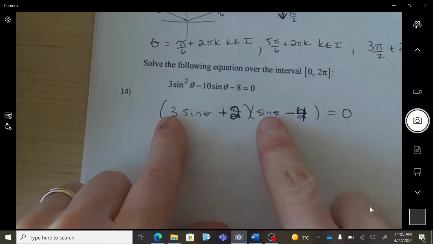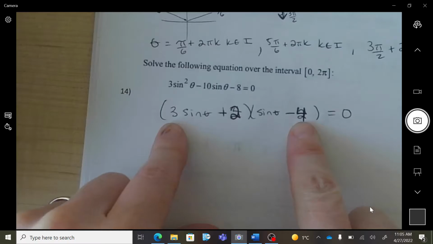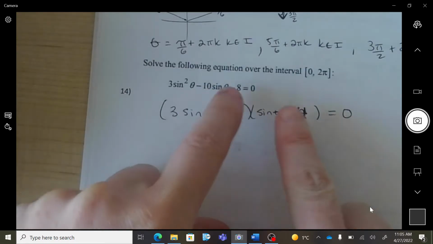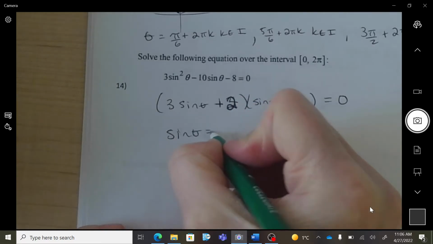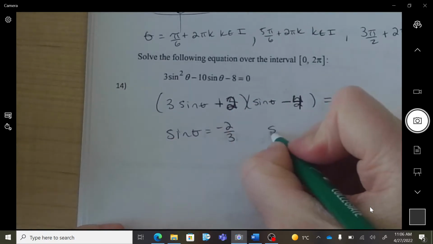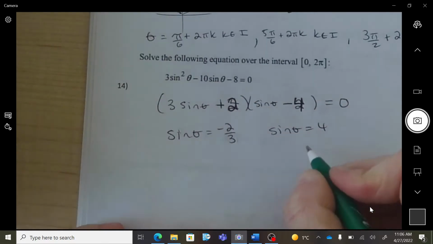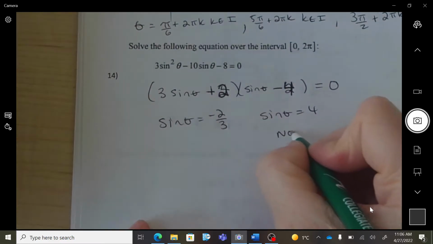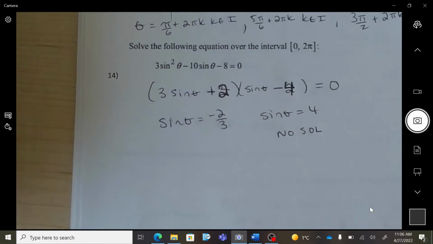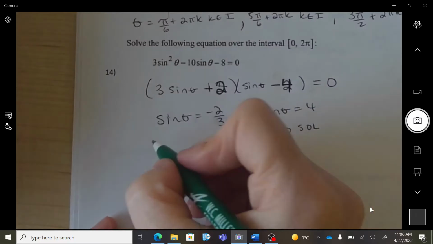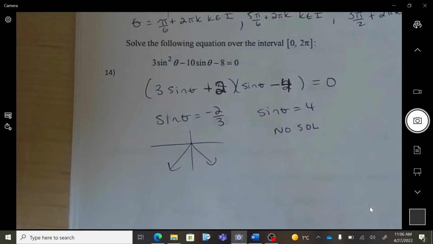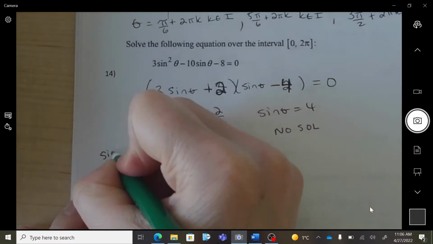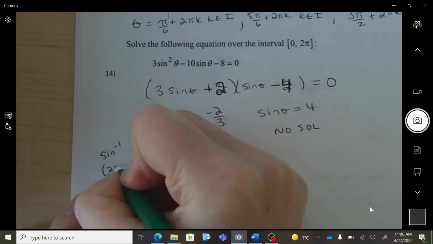Okay, ready? 3 sine squared, yep. -12 and a +2, yep, and -8. So here, sine angle equals -2/3 and sine angle equals 4. I'm going to do this one first because there's no solution. Sine can't be above 1. This one is not on my unit circle. Bottom quadrants, I'm going to sine inverse 2/3.